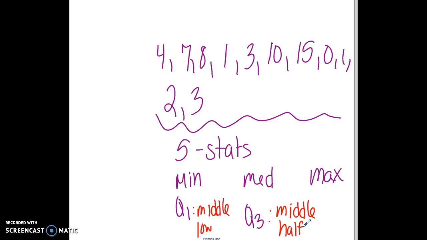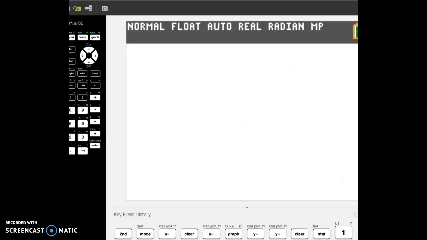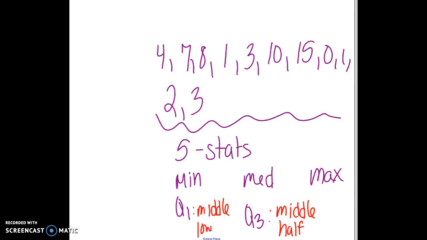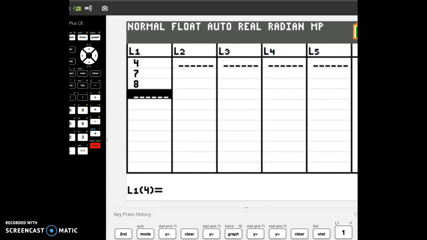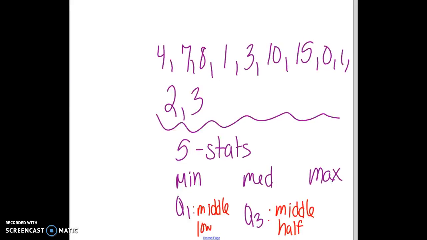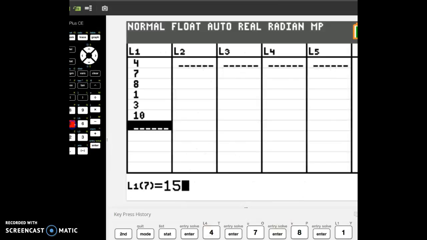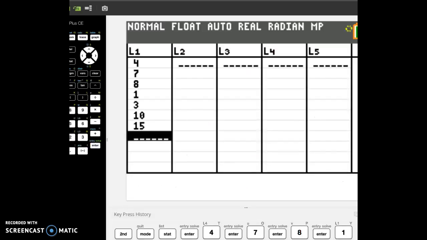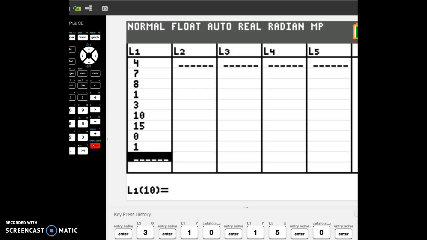They're not in numerical order. So what I'm going to do, it's the same thing we've been working with. We have a set of data, we're going to put them on our list. So we're going to go Stat, Edit. I'm going to enter all these numbers that I have up here in my list. Eight, 1, 3, 10, 15, 0, 1, 2, 3, 0, 1, 2.